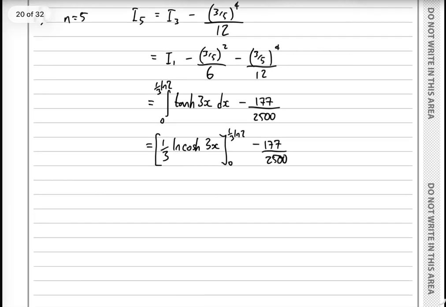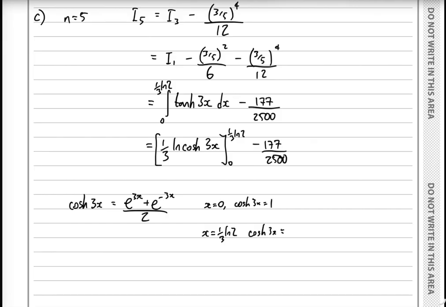But again, I don't have cosh on my calculator. That's e to the 3x plus e to the minus 3x over 2. So if x is 0, that's not 0, that's going to be 1. Cosh 3x equals 1. When x is a third log 2, cosh of 3x is going to be very similar to what we had before. We're going to have the 2 plus the half, that's 5 over 2, but then it's all divided by 2.